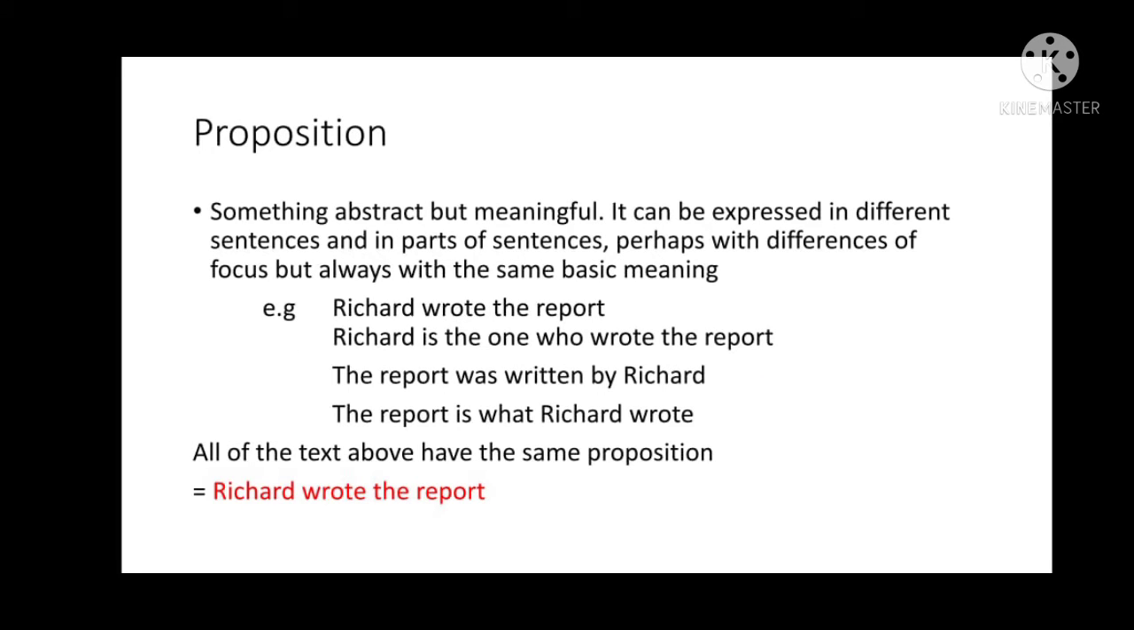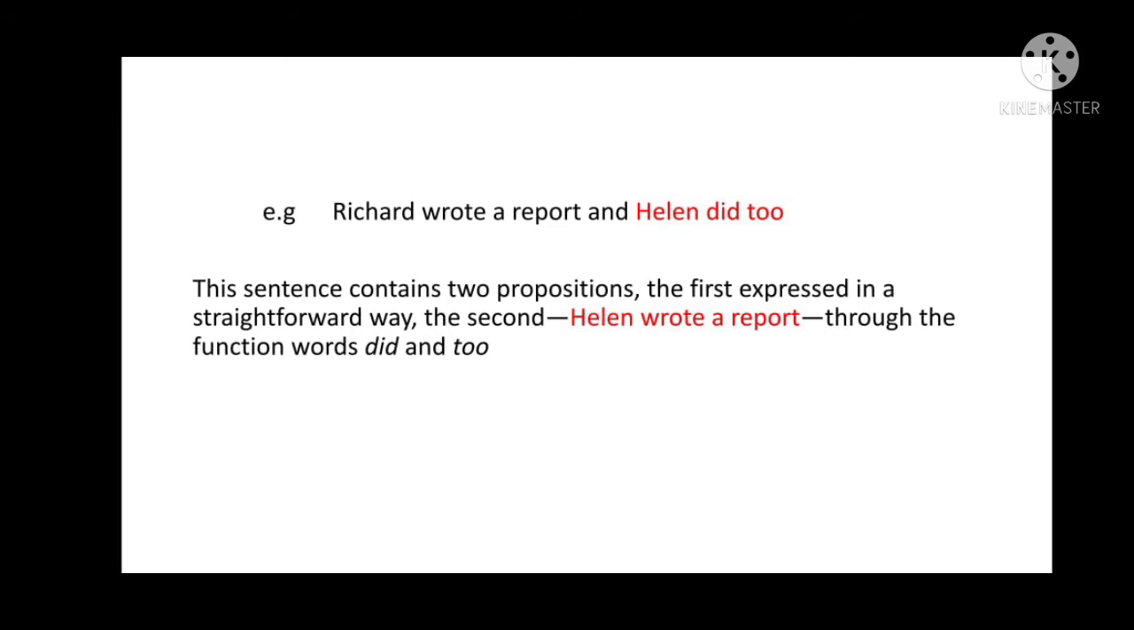Next is proposition. Proposition is something abstract but meaningful. It can be expressed in different sentences and in parts of sentences, perhaps with differences of focus but always with the same basic meaning. For example, Richard wrote the report. Richard is the one who wrote the report. The report was written by Richard. The report is what Richard wrote. All of the texts above have the same proposition, that is, Richard wrote the report.